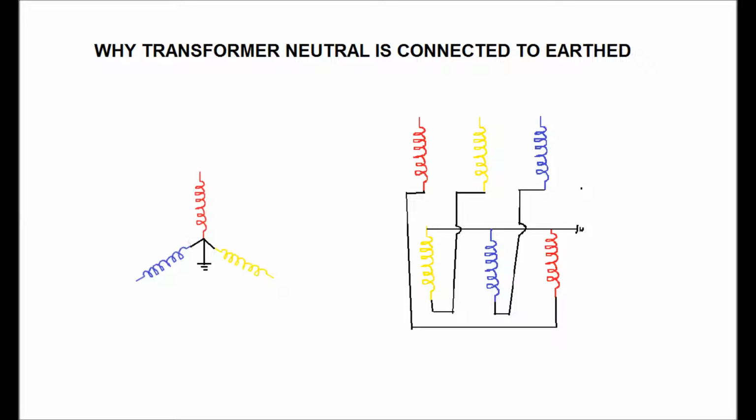Hello friends, today I will discuss why the transformer neutral is always connected to earth. If it is a star connected winding of the transformer, then the neutral point shall be connected to earth, and if it is an earthing transformer, then the neutral point shall be connected to earth. And what will be the impact if the star point neutral is not connected to earth?